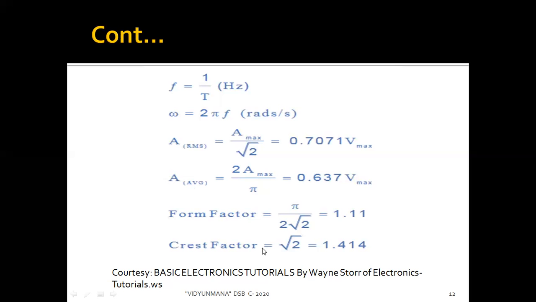Two other formulas are also given. The form factor equals pi divided by 2 times square root of 2, and its value equals 1.11. The crest factor equals square root of 2, that equals 1.414.